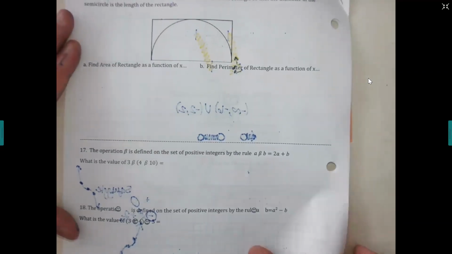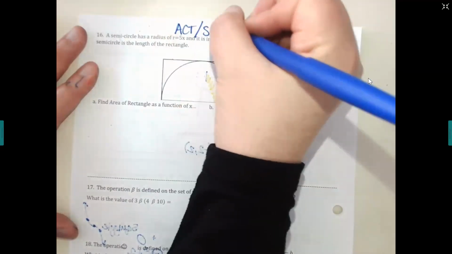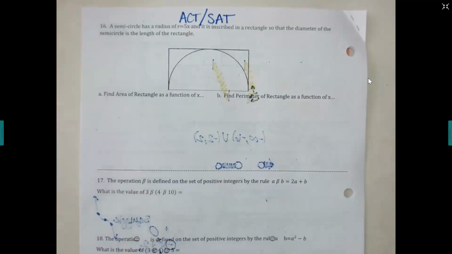Okay, for number 16, I don't know why they put this question on here. This is kind of ACT prep, SAT prep, that's basically what this whole page is. We're gonna work 2 examples and then we're done.